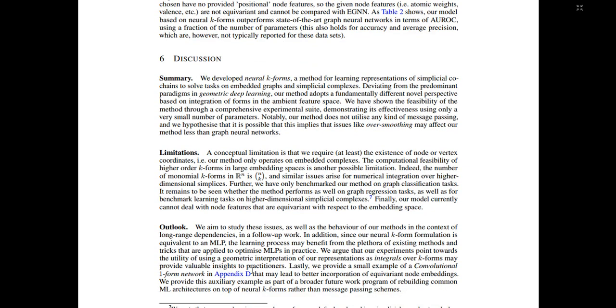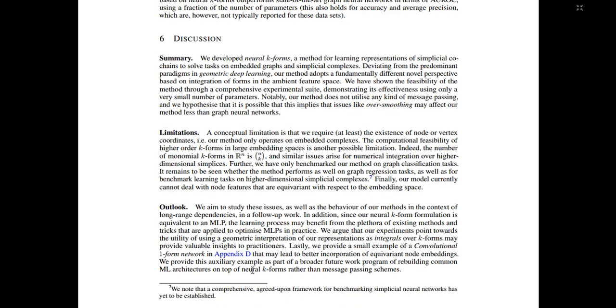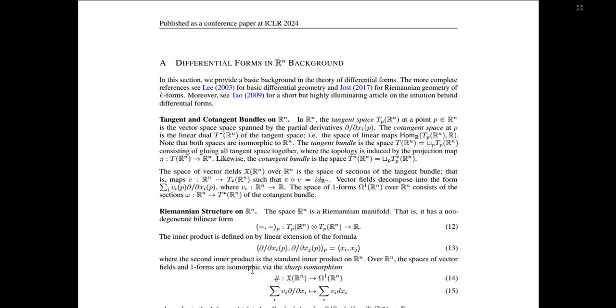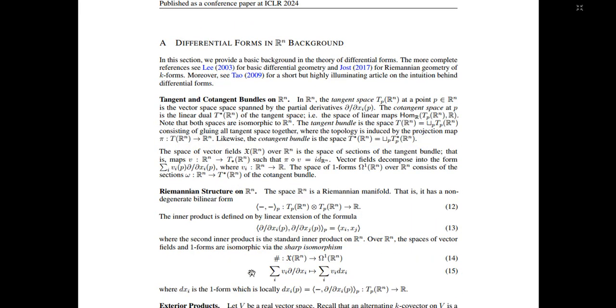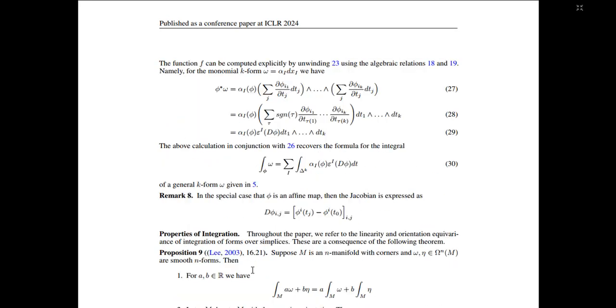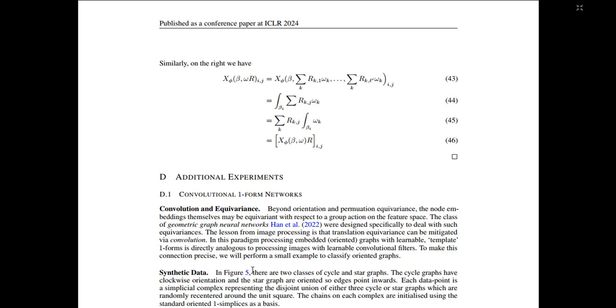So in the past paper we were using the metric. In this paper we took the idea of the differential forms and made it trainable. So the title of the video, mathematical structure or trainable.